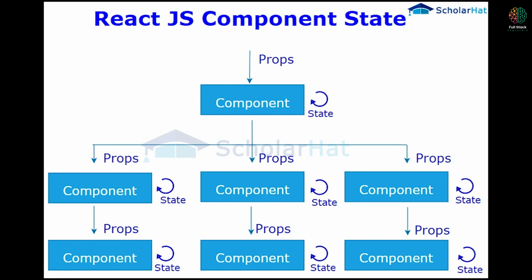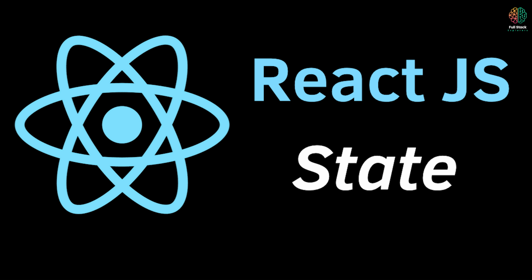Thirdly, props, known as properties. Props are like instructions or settings you pass to your Lego block components to tell them what they should look like or do. For example, passing a color prop to a button component to make it red or blue depending on the situation.